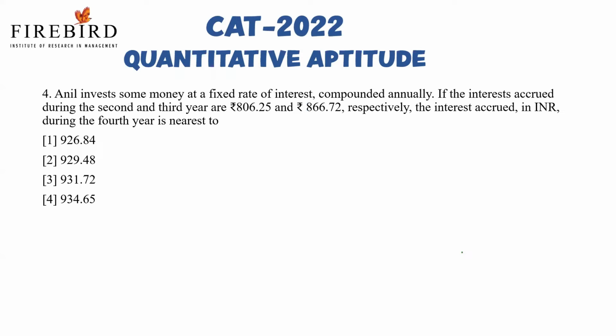Okay, see, this is a question based on simple interest and compound interest. This was a question asked in the CAT 2021 question paper, which you should know how to solve based on the percentage concept. Let us take Anil. He invests some money at a fixed rate of interest and it is compounded annually. At the end of the second year, he gets interest as 806.25, and at the end of the third year, he gets interest as 866.72. They are asking what is the interest at the end of the fourth year.